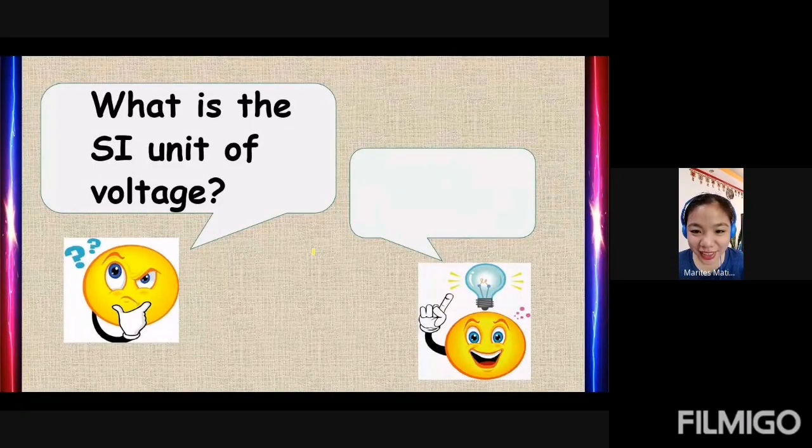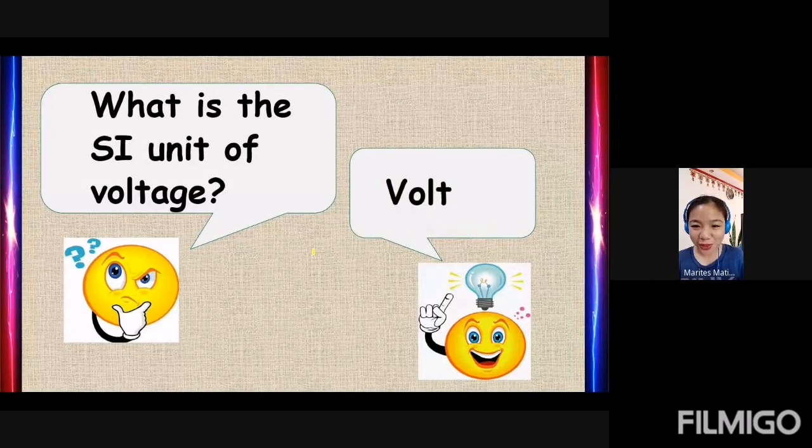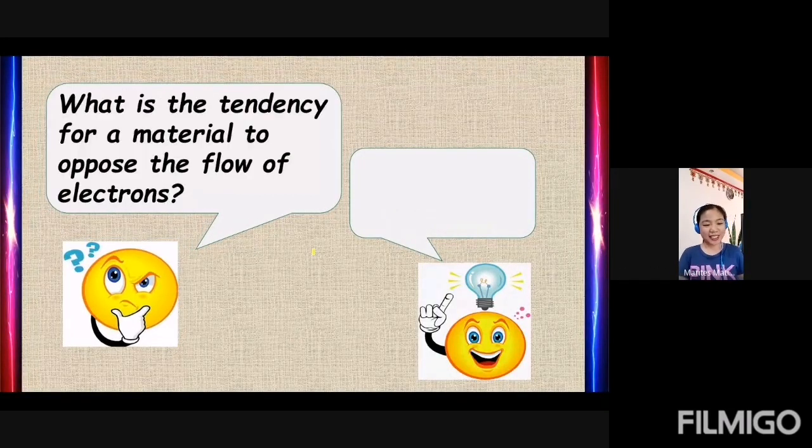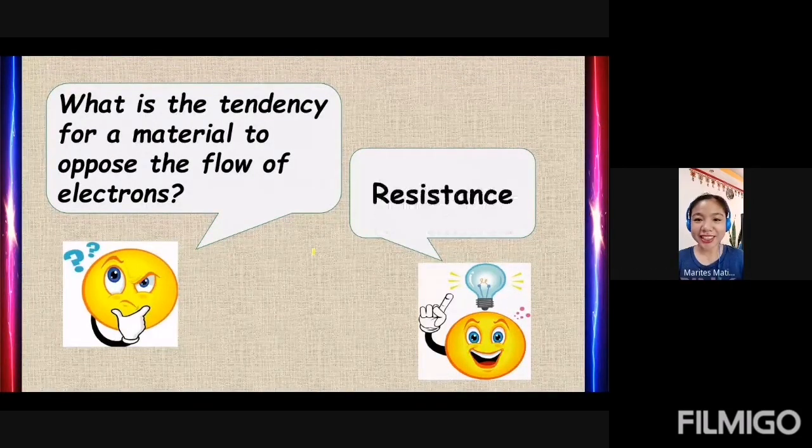Okay, other hands, please. The same, John Simon. Siya kasi nauna eh. John Simon? Ma'am, volt. Correct. Volt or volts. Next, what is the tendency for a material to oppose the flow of electrons? Okay, wait. Sulat ko lang siya. John Simon. Ma'am, resistance. Correct.